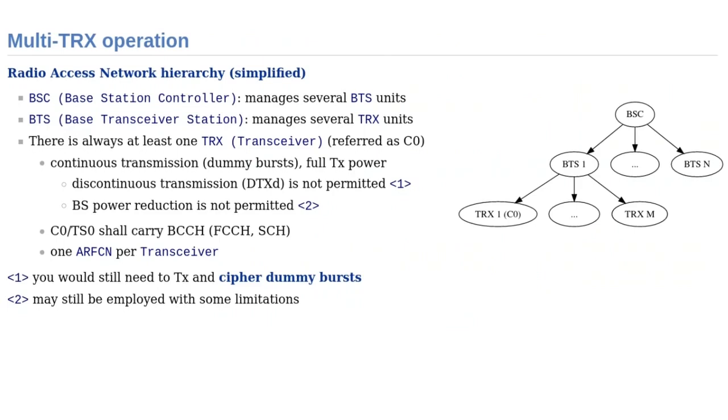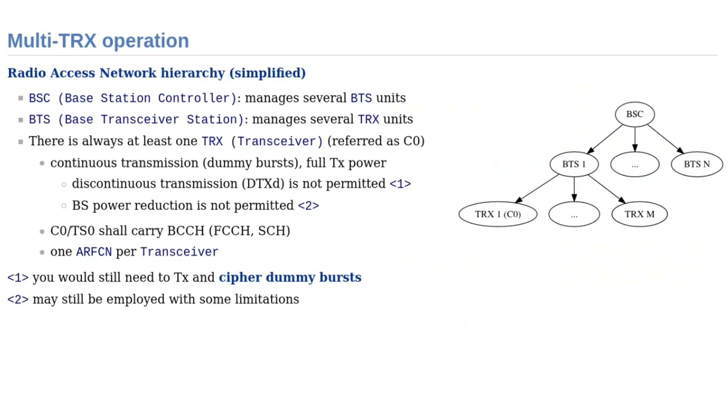So that's why discontinuous transmission is not permitted on downlink, and BS power reduction or BS power control is also not permitted. You can still enable it, and there are some specifications with some constraints and limitations, but generally the rule is that you do not do that.